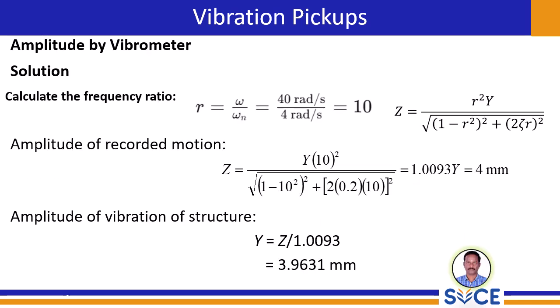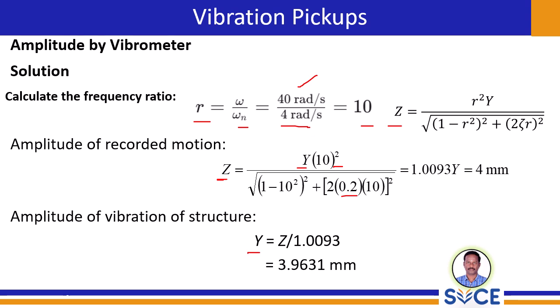As discussed in the problem statement, we are given a vibrometer with natural frequency omega n of 4 radians per second and damping ratio 0.2, which is attached to a structure with a working frequency of 40 radians per second. Hence, r equals 40 by 4, which is 10. The amplitude of the relative displacement Z we got as 4. Our goal is to find Y. So we can substitute r equal to 10 and the damping value 0.2.